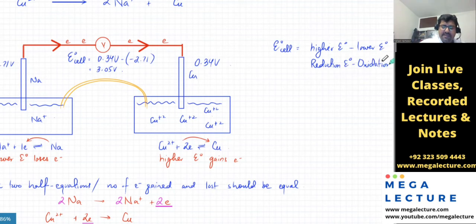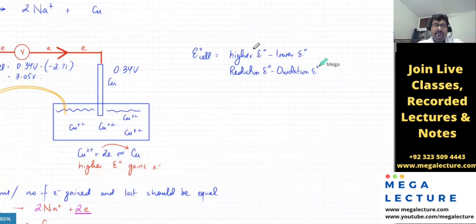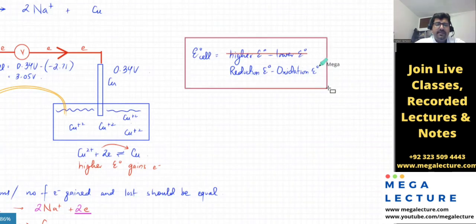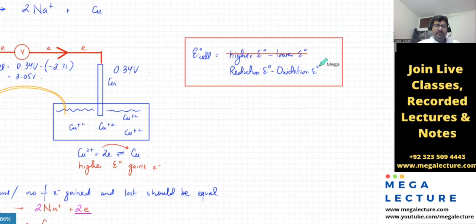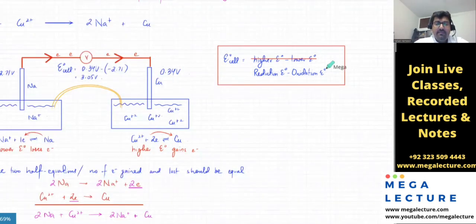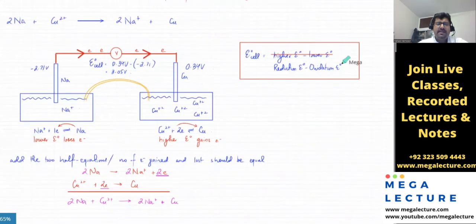I mean, basically, it's the same thing. Okay, high E naught gains electrons, so that's reduction, and the lower E naught is the one that loses electrons, so that is oxidation. But that is a much... I'll explain to you later. But instead of this one, that one is a much better way of calculating E naught cell. But kind of the same thing. It's like physics. I just figure out the potential difference.